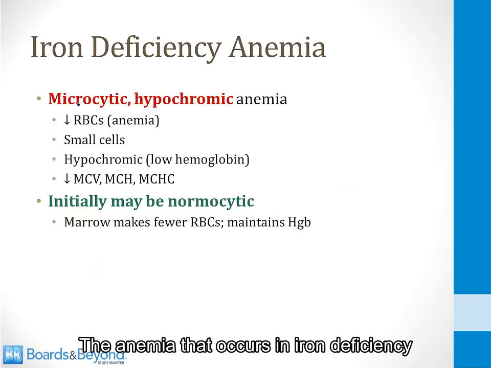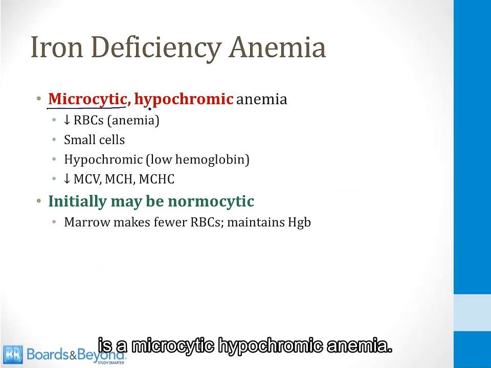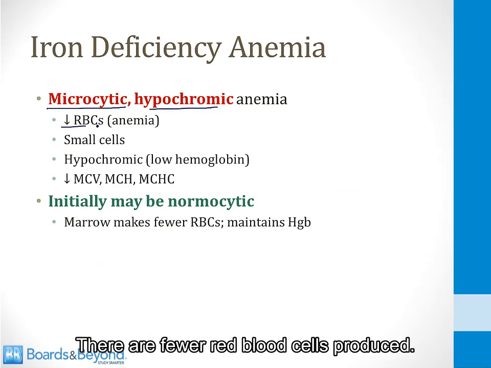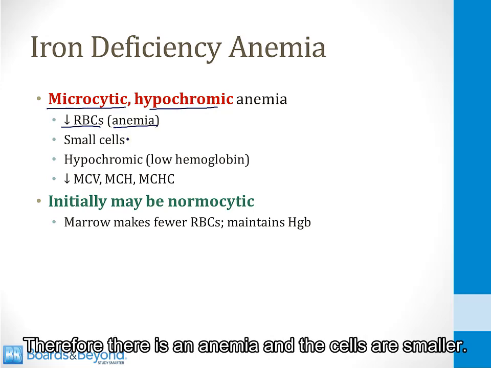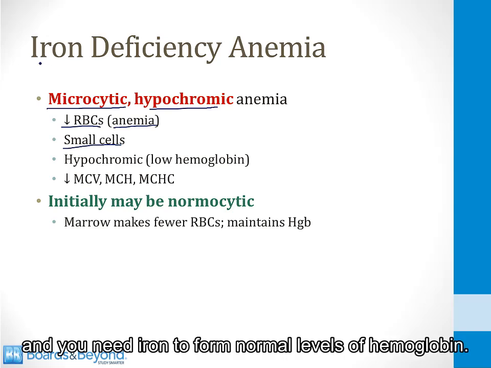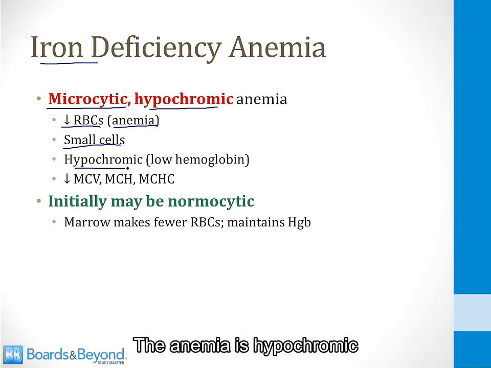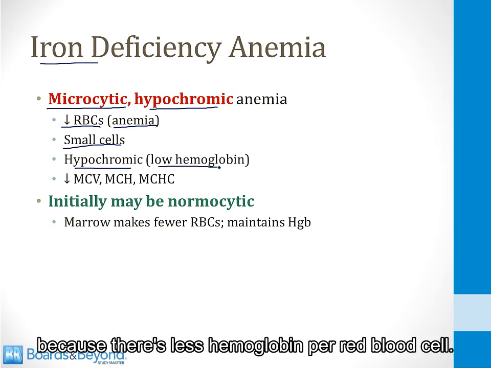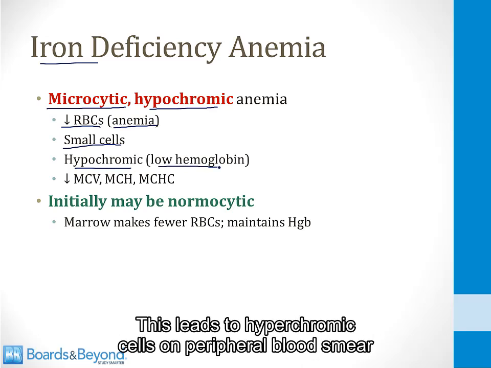The anemia that occurs in iron deficiency is a microcytic hypochromic anemia. There are fewer red blood cells produced, therefore there is an anemia, and the cells are smaller. Remember, any process that impairs hemoglobin production can result in a microcytic anemia, and you need iron to form normal levels of hemoglobin. The anemia is hypochromic because there's less hemoglobin per red blood cell. This leads to hypochromic cells on peripheral blood smear.